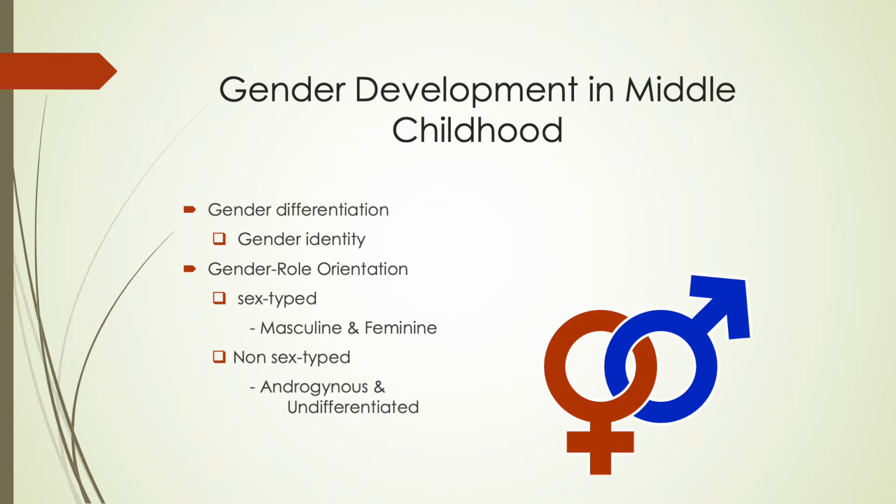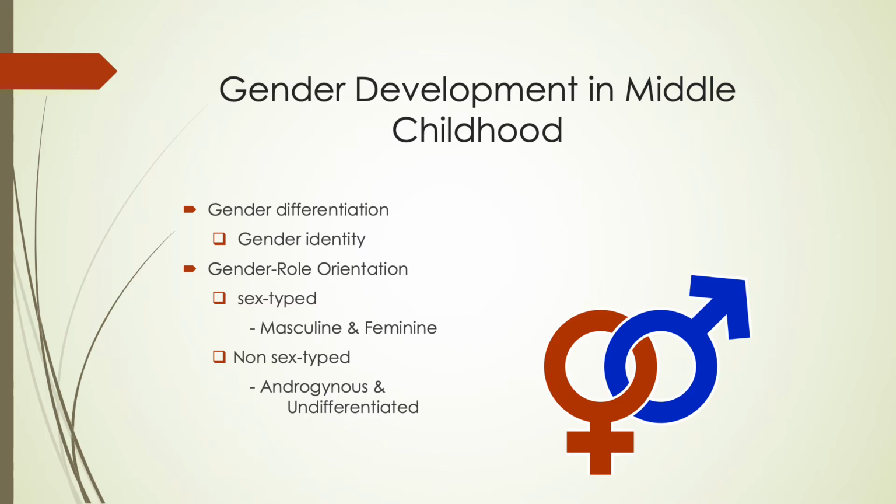Gender development in middle childhood. Gender differentiation is how children develop an understanding of gender differences, which examines the emergence of attitudes on what people should be like, how they should behave, and what people should do. Gender role orientation refers to behaviors that are more or less stereotypical and are called sex types, being masculine or feminine, and non-sex types, which are androgynous and undifferentiated.